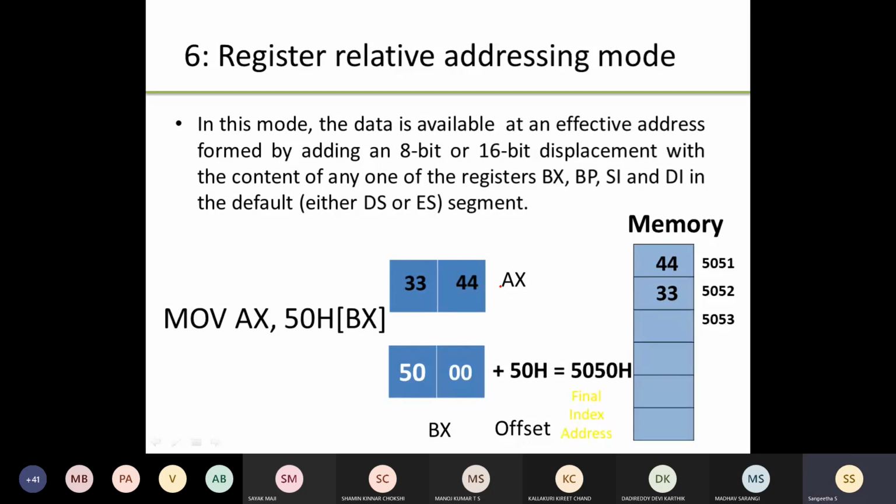So like that, any displacement given along with the register offset address stored in your register will come under the register relative addressing modes. Here also you will calculate the effective address using 10 into DS plus you have to add this 50 plus the offset address of BX. Instead of BX, it can be SI also, the source index register, they can specify.